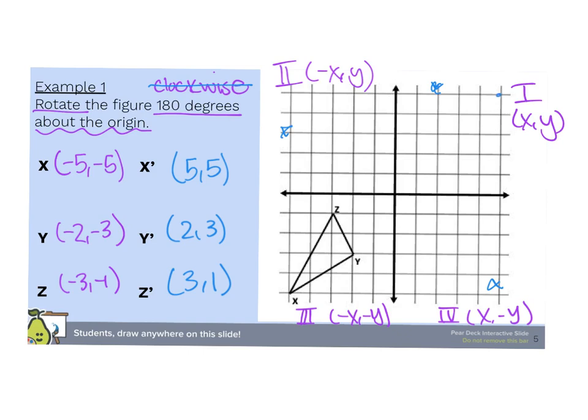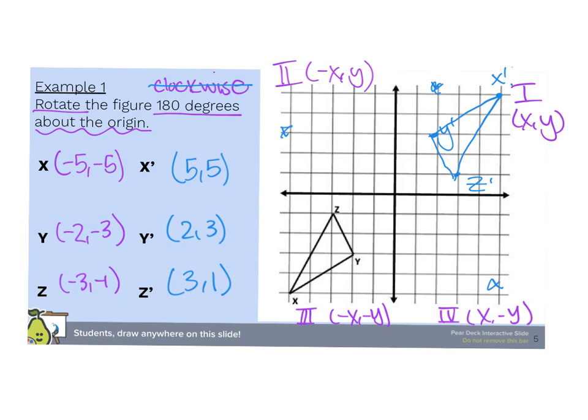So 5, 5 is x prime. 2, 3 is y prime, and 3, 1 is z prime. Carefully connect. And here is our triangle after a circle turn or 180-degree turn. It's up here in quadrant 1.